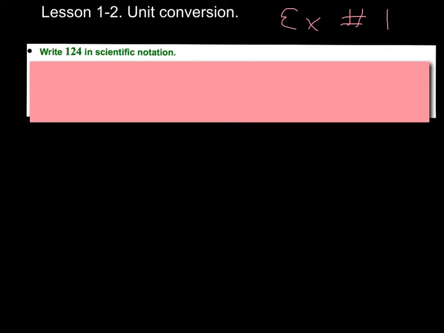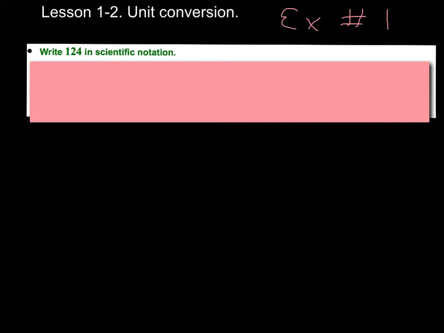So what I'm going to do here with example number 1, as you copy it down, is take the number 124 and turn it into scientific notation. Currently it's not in scientific notation. If you remember correctly, scientific notation usually looks like some decimal number times 10 to an exponent, to a power.